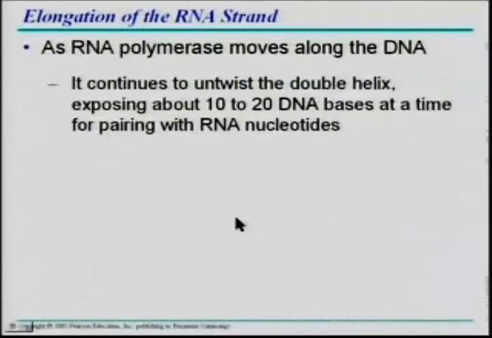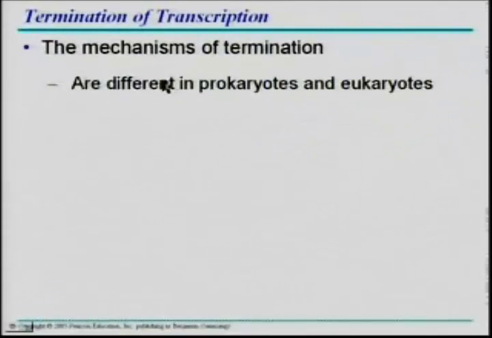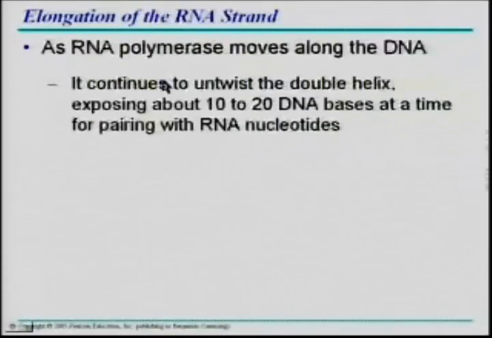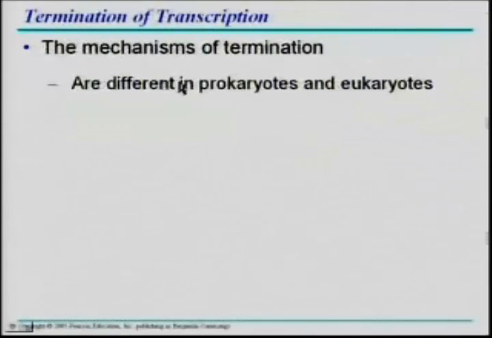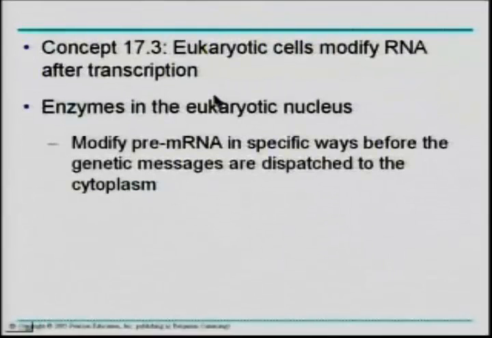Next, elongation of the RNA strand. As RNA polymerase moves along the DNA, it continues to untwist the double helix, exposing about 10 to 20 DNA bases at a time for pairing with RNA nucleotides. Okay. Termination of transcription. The mechanisms of termination are different in prokaryotes and eukaryotes.